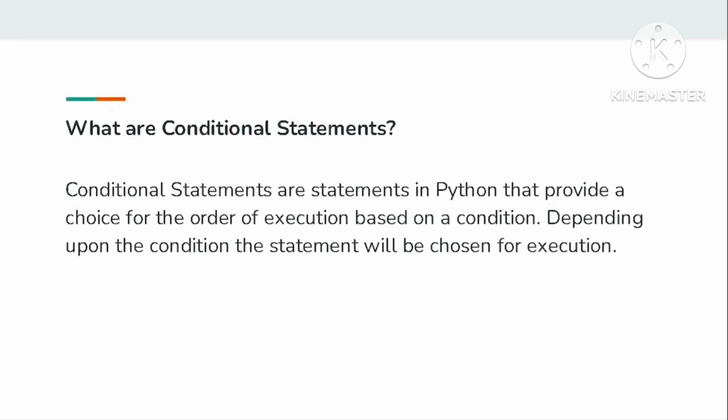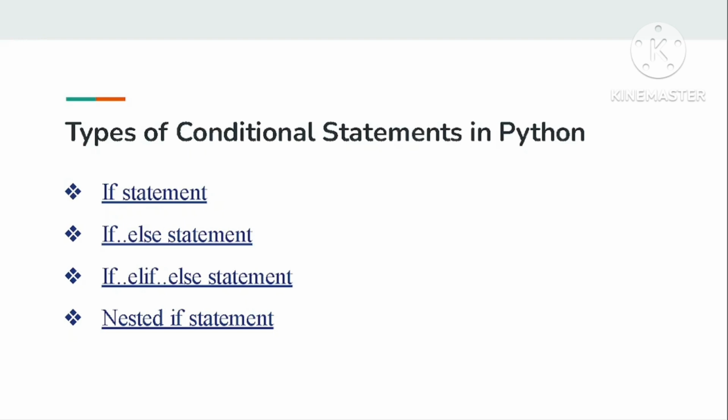These are the statements in Python that provide a choice for the order of execution based on a condition, which means not all the lines will be executed in a program. Based on a given condition, which line has to be executed will be chosen. So depending upon the condition, the statement will be chosen for execution. To achieve this, we have a statement called the if statement.